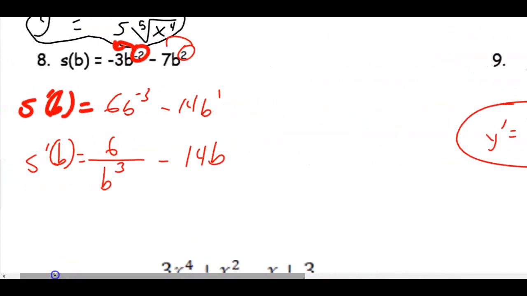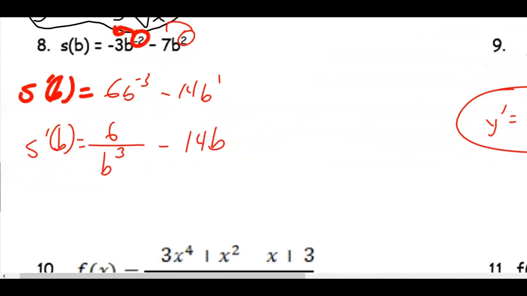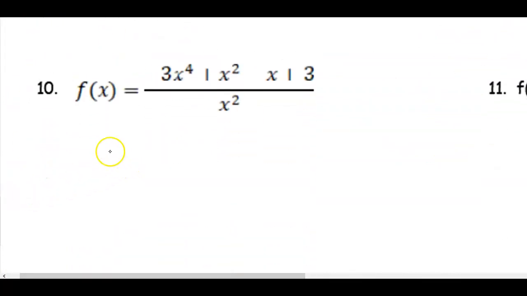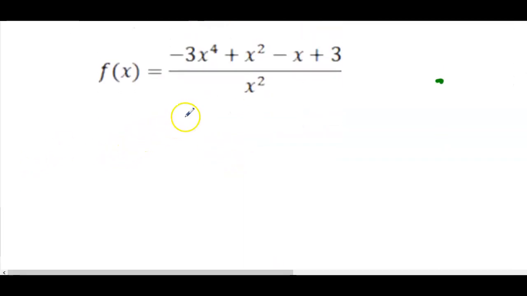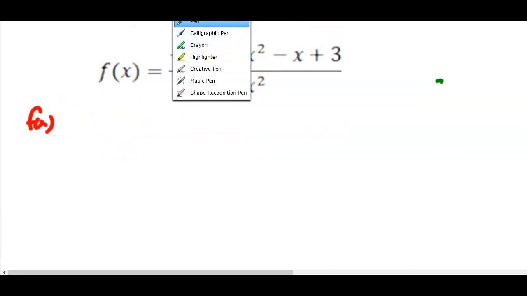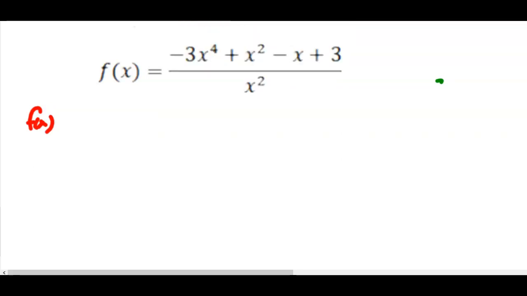Alright, let's keep it going. Man, derivatives. Wait a minute, this was not written. I had to rewrite this problem because it wasn't correct on here, but here we go. A couple different ways you could do this. Personally, I think we could rewrite it. So if we rewrite it, we're gonna have f of x equals negative 3x to the 4th plus x squared minus x plus 3.